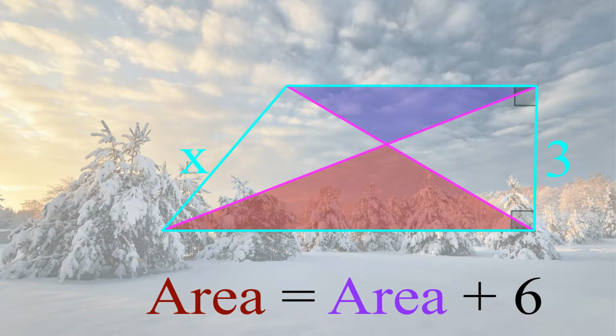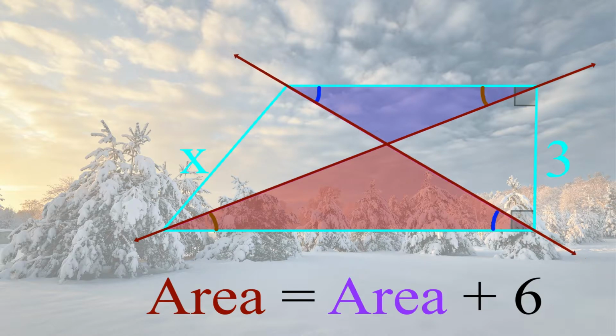The red one and the purple one are similar. Because look, these two angles are congruent because they're alternate interior angles of this transversal. And these two angles are congruent because they're alternate interior angles of this transversal. And if I have two pairs of congruent angles, because the interior angles in all triangles must sum to 180 degrees, the third pair is also congruent. What I'm saying is the red triangle is just a scaled up version of the purple triangle. Maybe it's easier to visualize if we orient the triangles in the same direction.